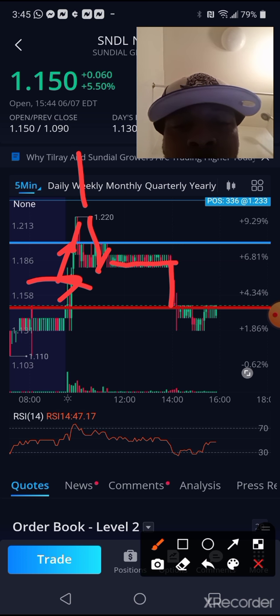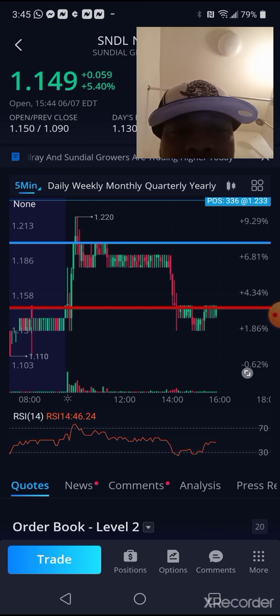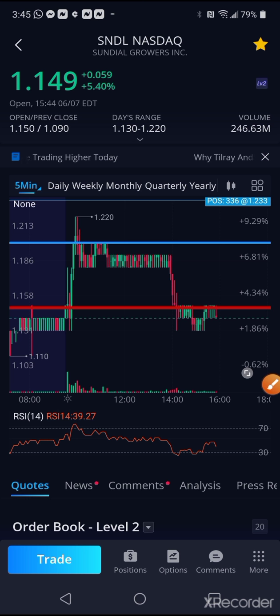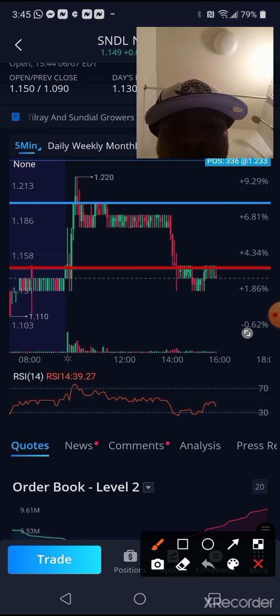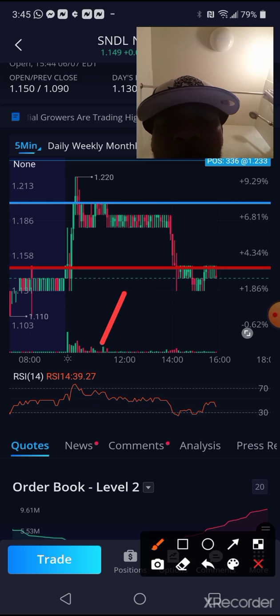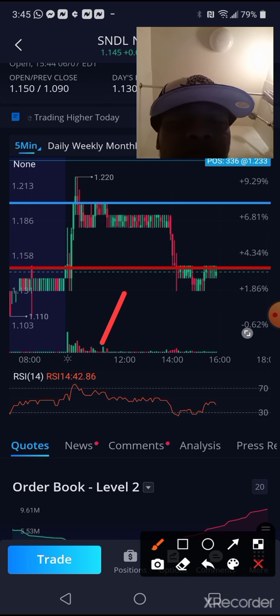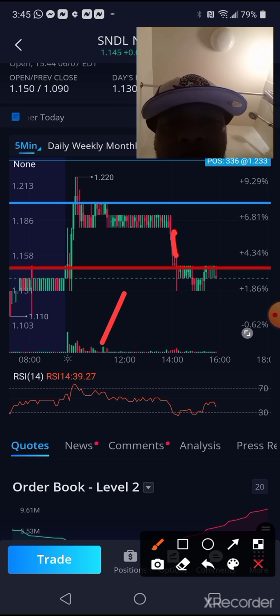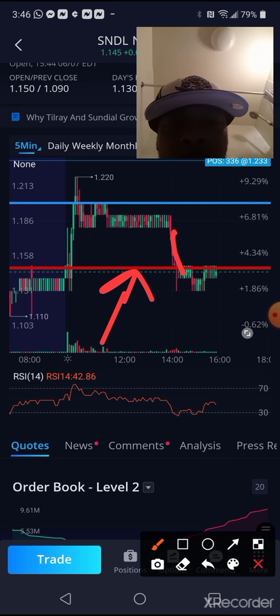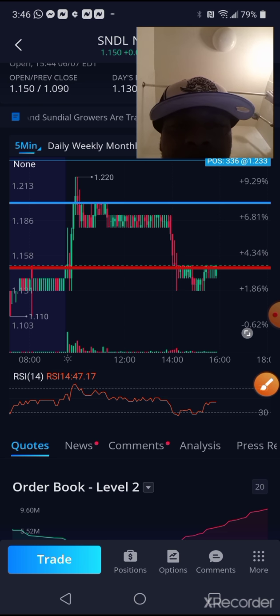When the price breaks the support line and goes below, okay, and it kind of stays underneath the support line, that support line now becomes the resistance line, all right?